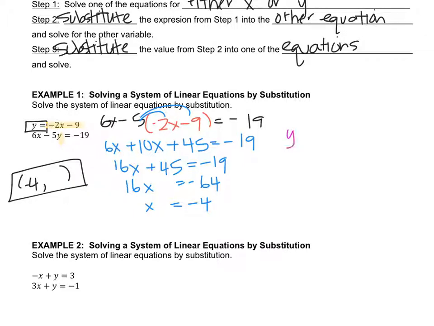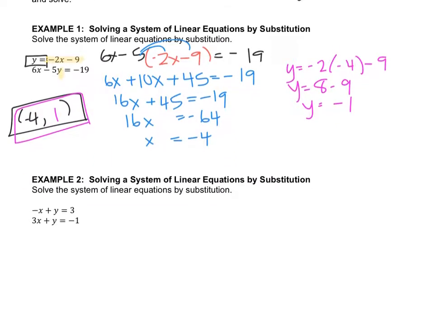Y equals negative 2 times negative 4 minus 9. That gives me 8 minus 9, which is negative 1. So the y value of my answer is negative 1. So I'm all done. This is my answer. That's the intersection point. One way that you can check is you take negative 4, you plug it into the other equation, and you just make sure that you would also get negative 1 out of that equation.